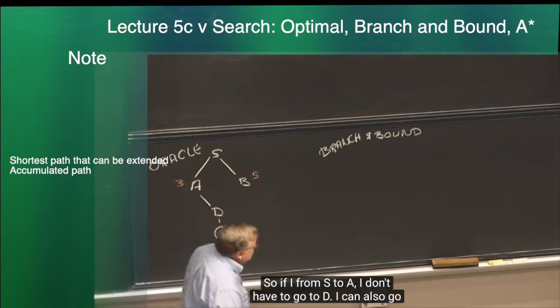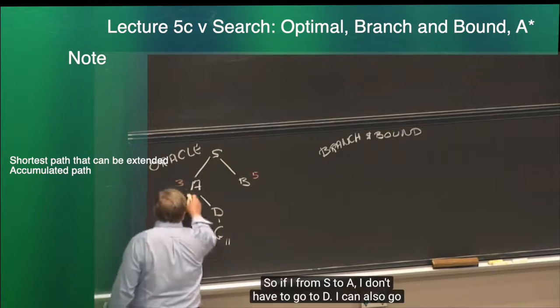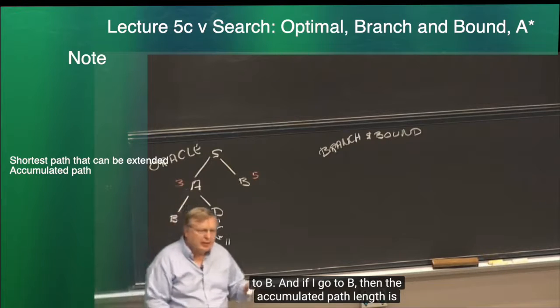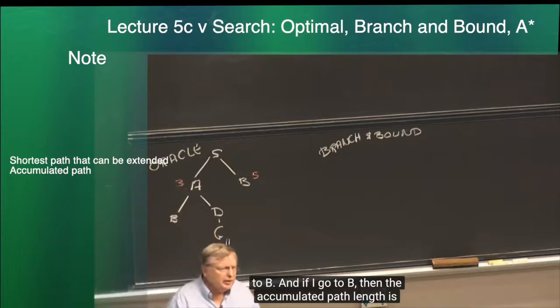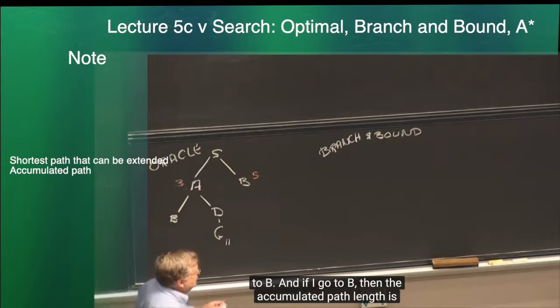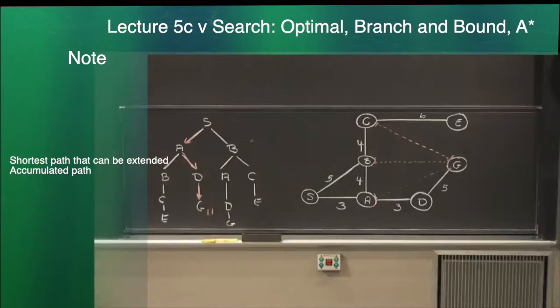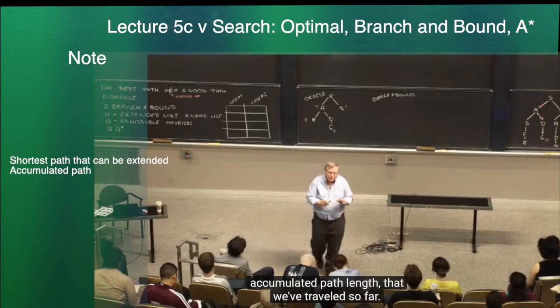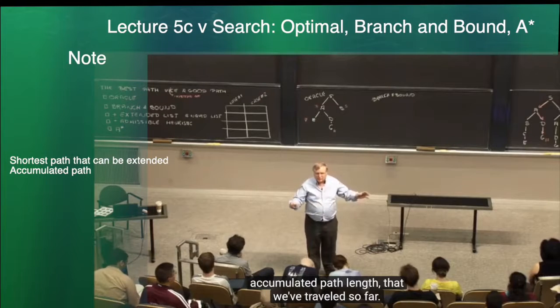So if I go from S to A, I don't have to go to D. I can also go to B. And if I go to B, then the accumulated path length is SAB, that's 7. And note that we're talking now about the path length, the accumulated path length that we've traveled so far.